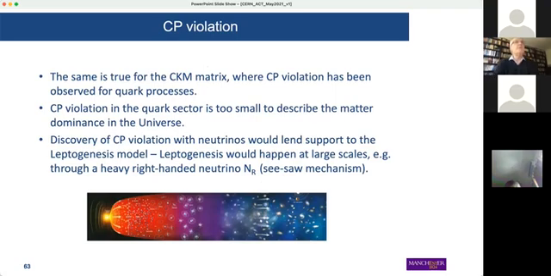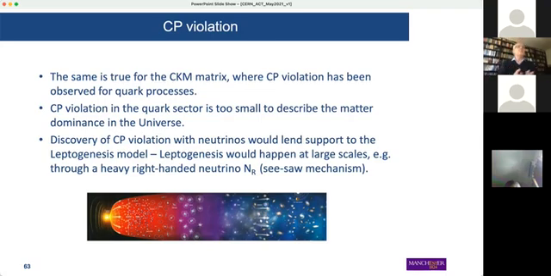Of course, the same is true for the CKM matrix, where we have observed CP violation in quarks. But we also know that the CP violation in the quark sector is too small to describe the matter dominance in the universe. So even though the effect is supposed to be small, the Standard Model CP violation, even compared to that, is too small to explain the effects required by the Sakharov conditions.